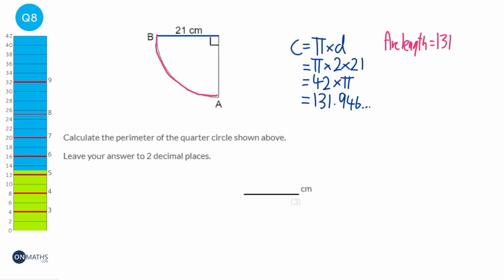So we're going to get the 131.946... and divide it by 4. When we do that, we get 32.986... Now, that's not what the perimeter is.